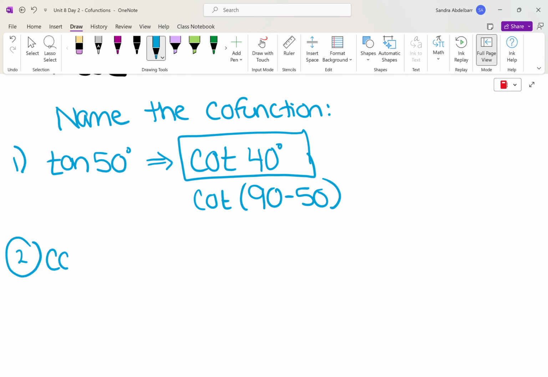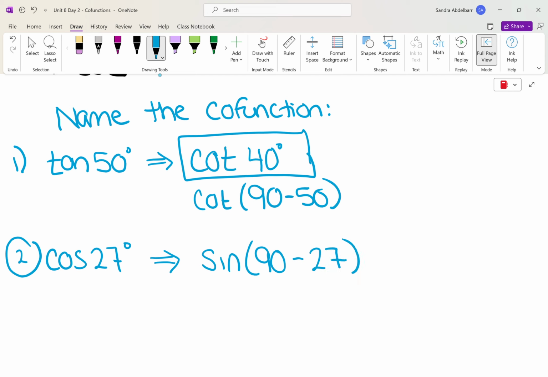Let's say I wanted the cofunction of cosine of 27 degrees. So we have to remember in our heads, well, what is the cofunction for cosine? Sine. So now we're going to do sine, and then we take 90 degrees and subtract the angle from 90. So sine of 90 minus 27. So that's going to be 63 degrees, sine of 63.